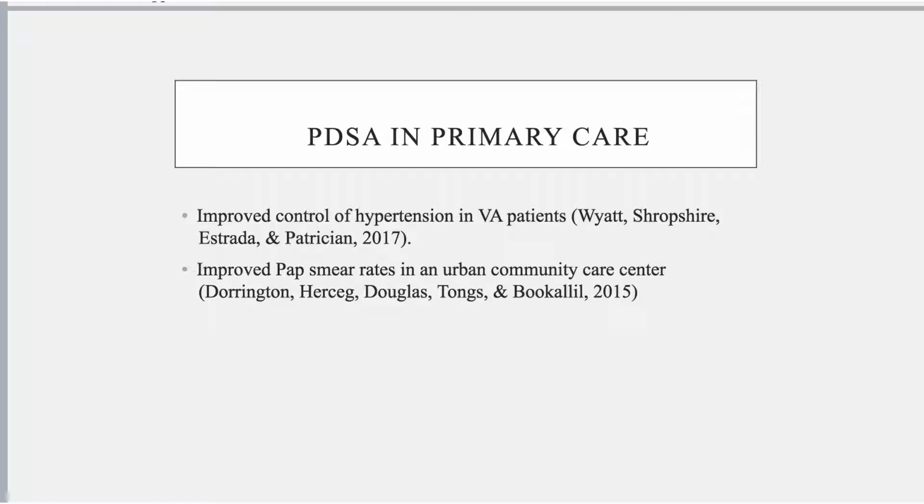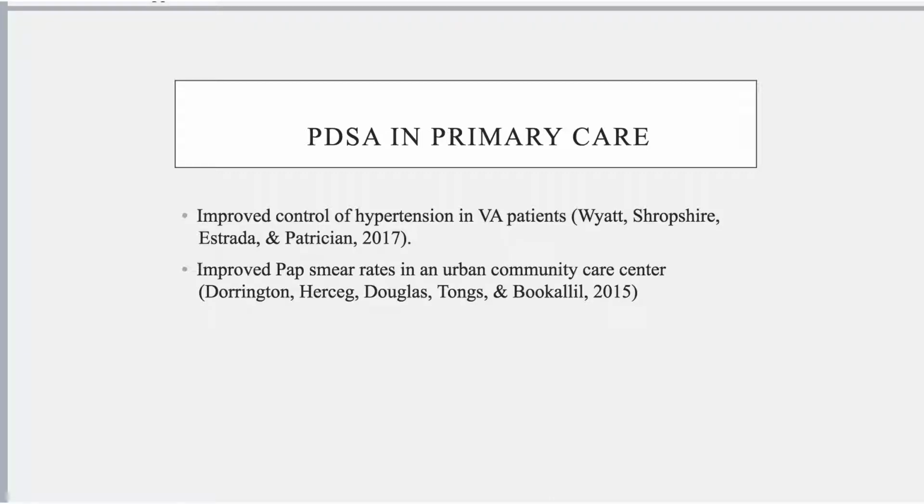In the ACT phase, they continued to implement the changes that they had made and planned for more follow-up studies. In another study that was done in Australia, in a community that had high cervical cancer rates and low screening rates, a clinic improved their pap smear rates in an urban community care center.